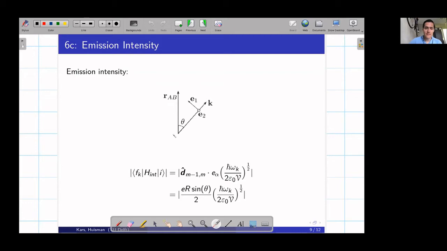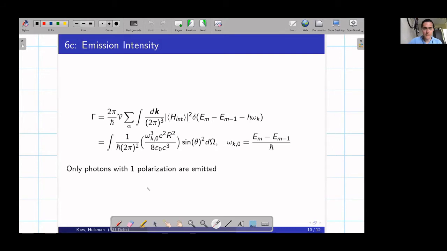And I introduced here this angle theta between k and the direction R here. And if you fiddle around a bit, you'll find that it's equal to the sine of theta here. This inner product is E times R times sine theta divided by 2, and that's what this inner product gives you. Good. Then we can calculate the emission intensity.